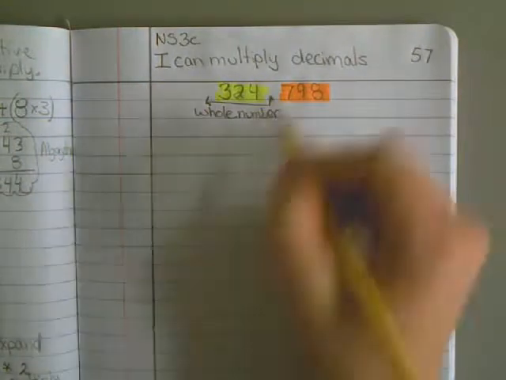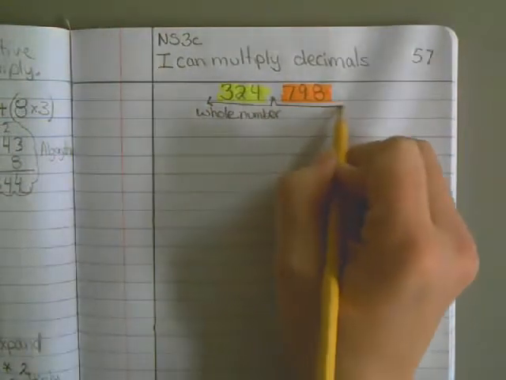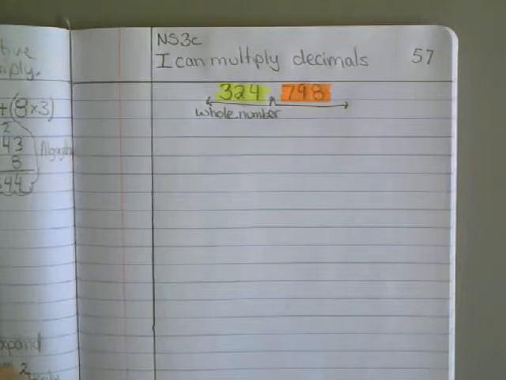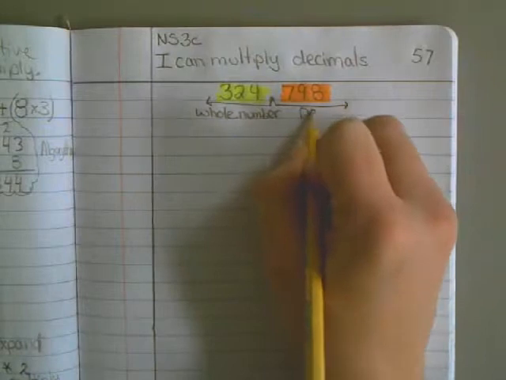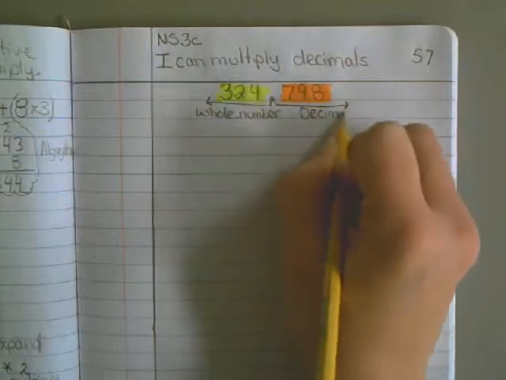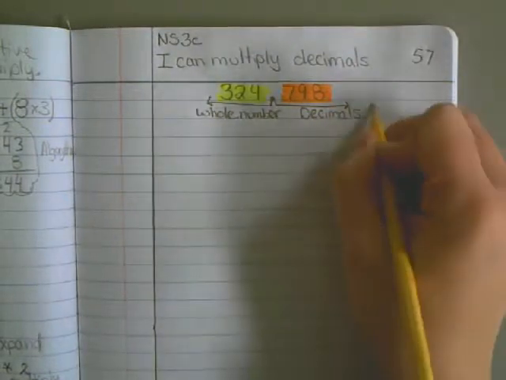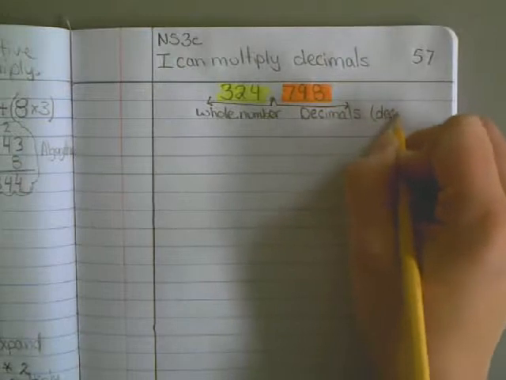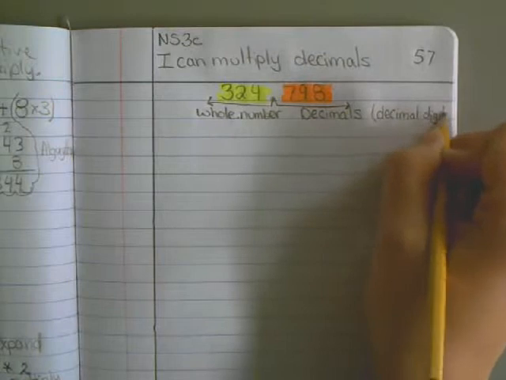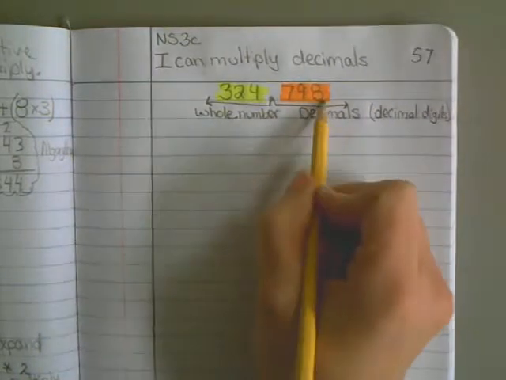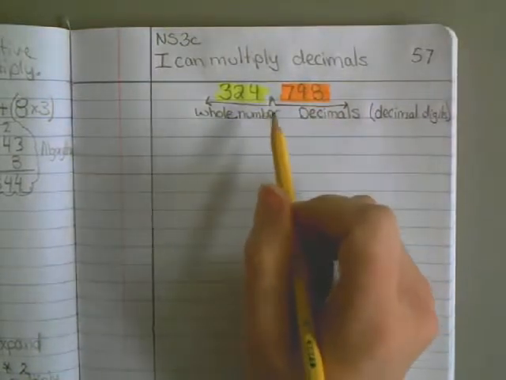Now, does anybody know what we call the numbers on the right? It's easier than you think. Erica? Part? Yeah. In this format, we call them decimals. Okay? You might hear them more formally referred to as decimal digits, because they are the digits in the decimal's place, meaning they are a part or a fraction.